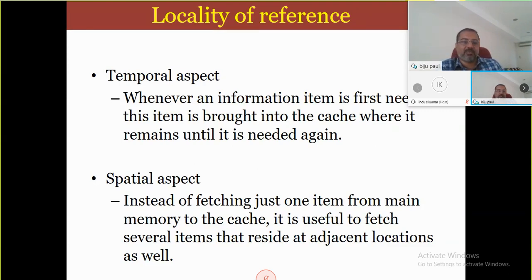It will be there in the cache memory. There are some situations where it has to be removed from the cache memory. We will study that. The second aspect, spatial aspect.